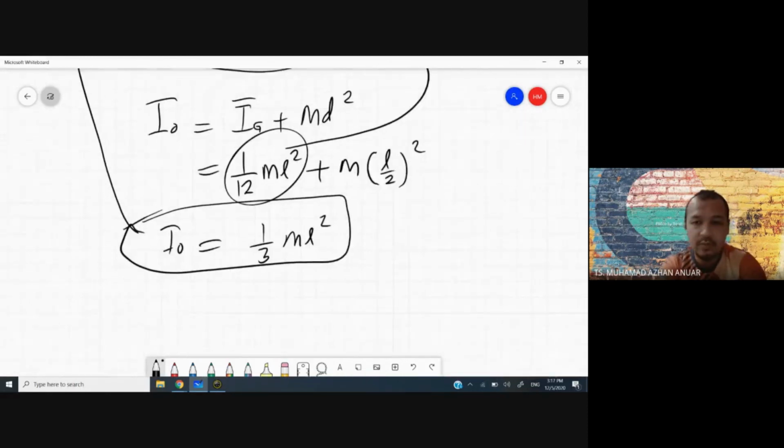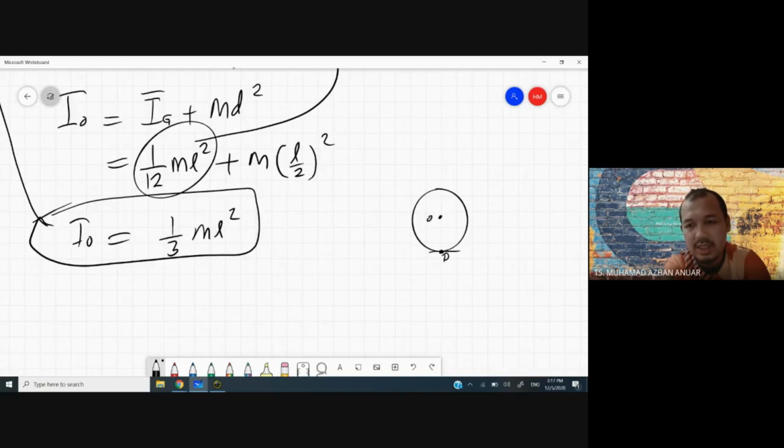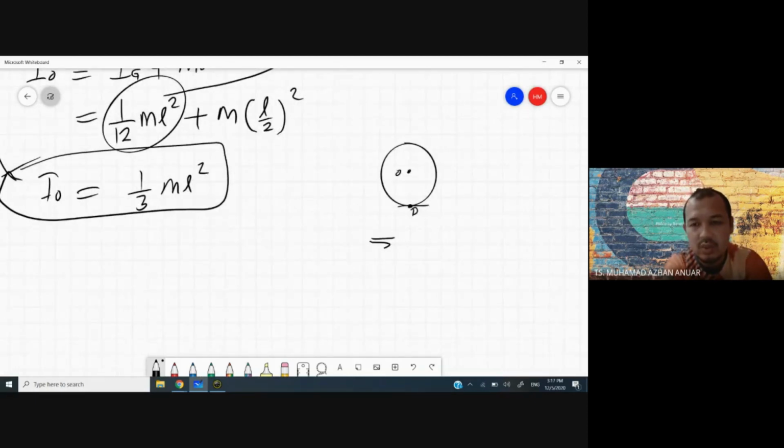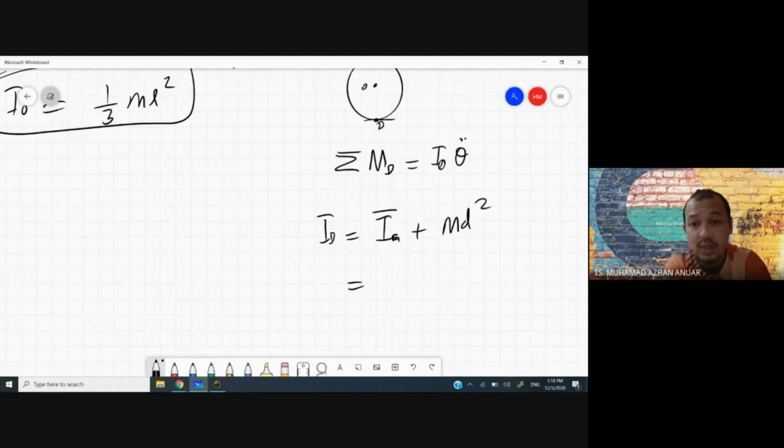Okay, so for example, rotating without slipping. We have the moment of inertia about that one. So this is point O, and let's say this is point D. When we take the moments about point D, it is equal to I_D theta double dot. In this case, I_D will be equal to I bar about G plus m d squared. So what is I bar about G for the circle?